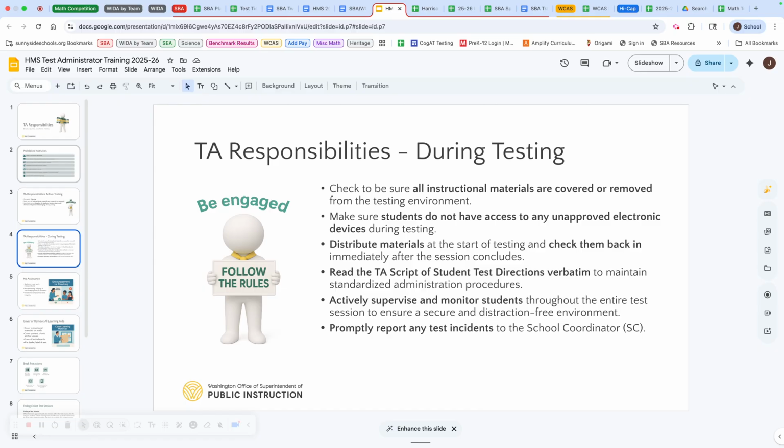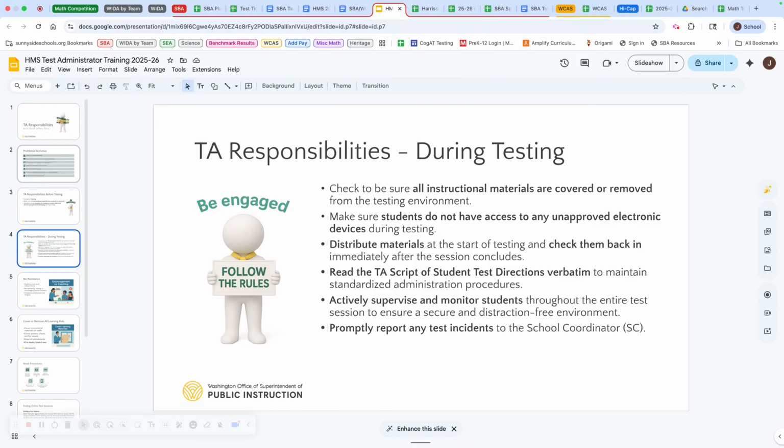Distribute materials at the start of testing. Check them back in immediately after the session concludes. What I am asking folks to do is please go ahead and staple scratch paper to the test ticket, so that when you give a student their test ticket back, their scratch paper is already there. Or in the event that I end up having students for makeups, their scratch paper is right there with their test ticket. So please, again, do staple student scratch paper to the test ticket and keep them together.